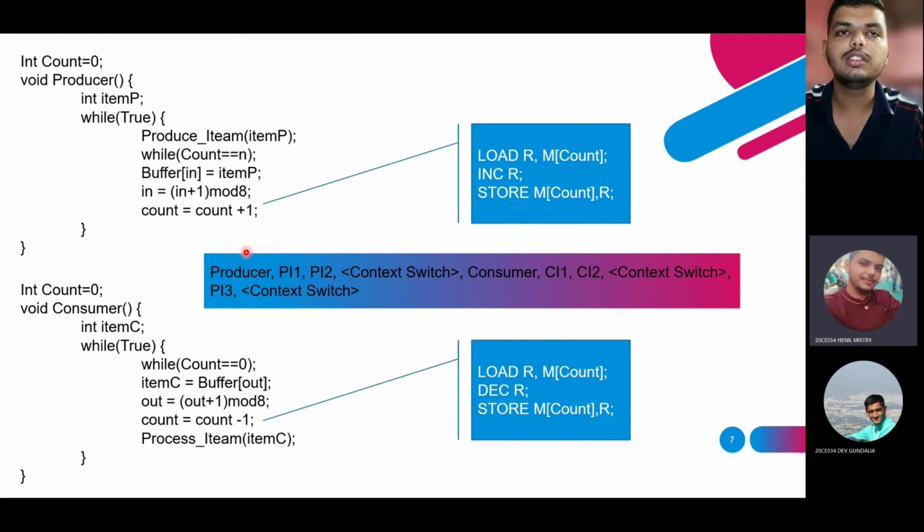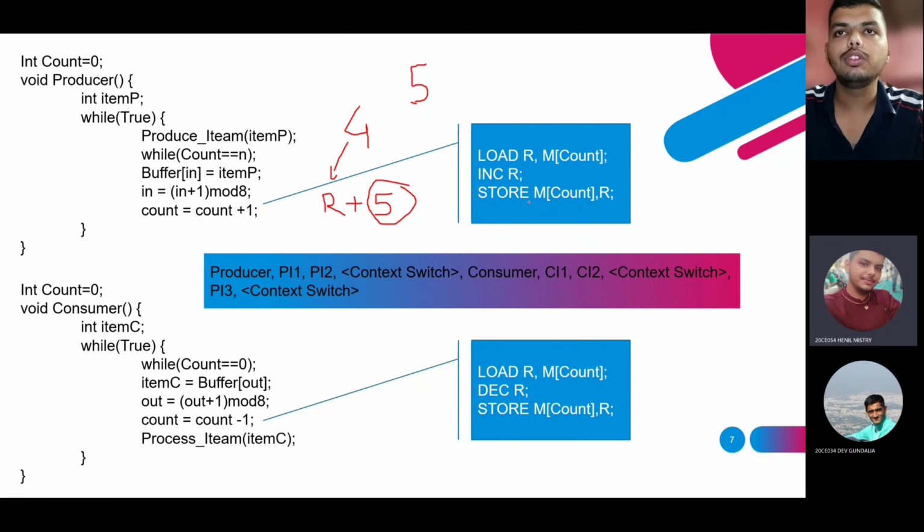So first, let me just take a pen. Consider that there are 4 items in the buffer, in the warehouse, and after one item is produced by the producer, what should the count variable be? 5, right? 4 items were there, and one item is produced. And suppose these 3 instructions are executing. First of all, the count variable will be loaded. The 4 will be loaded into R, and then it will be incremented. So the increment operation is done, and it will be incremented to 5.